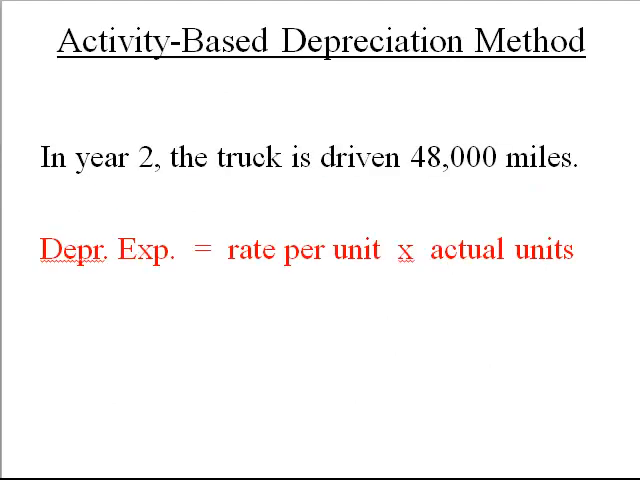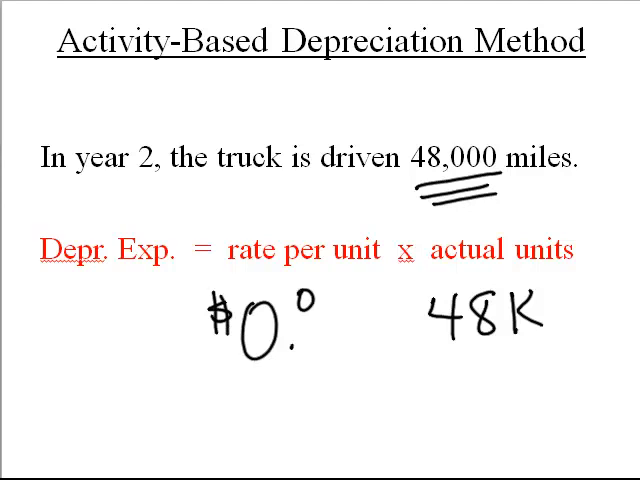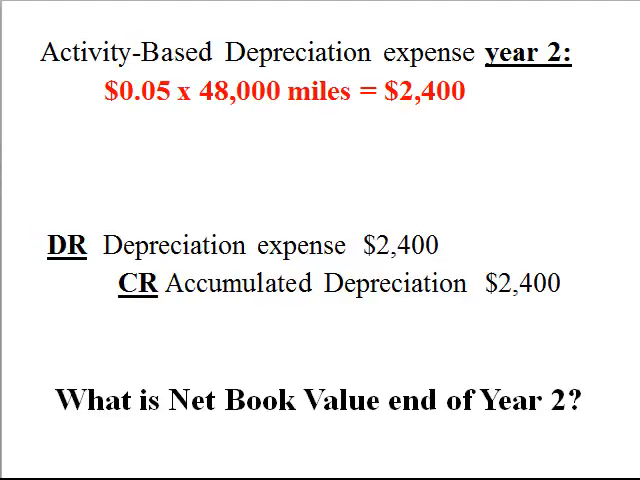In year 2, if the truck is driven 48,000 miles, we will take those 48,000 miles and multiply it by the rate per unit that we calculated previously. Depreciation in year 2 would therefore be $2,400. And this is the amount recorded in our journal entry.